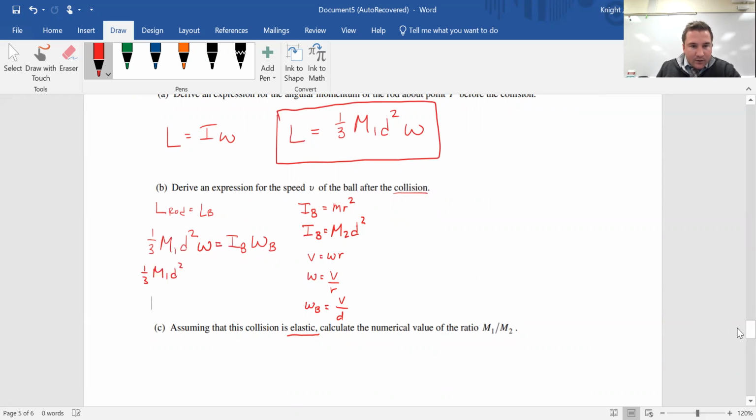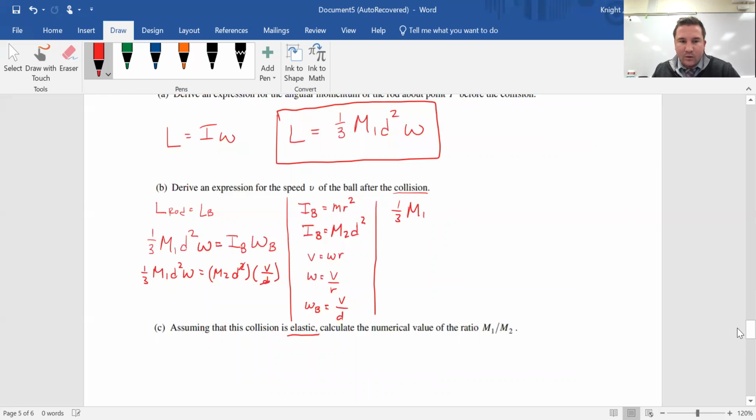m1 d squared omega. And the nice part is d is allowed, so that's cool. m2 is allowed, d is allowed. So all this stuff is stuff that we need to be solving in. So we'll get m2 d squared times v over d. A couple things will cancel here, right? D will cancel with d squared, which is good. But that's really all to start. I'm going to hop over on the other side to finish this one.